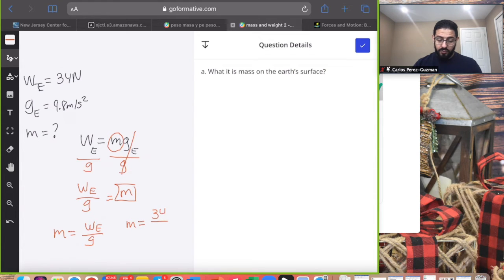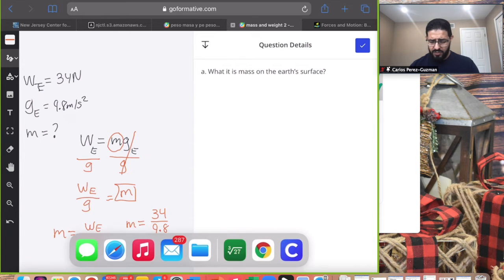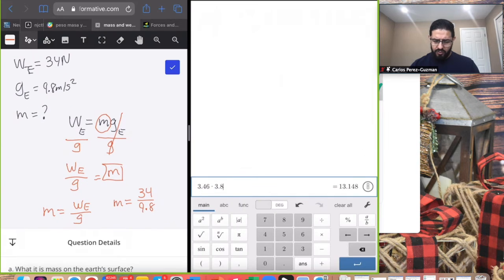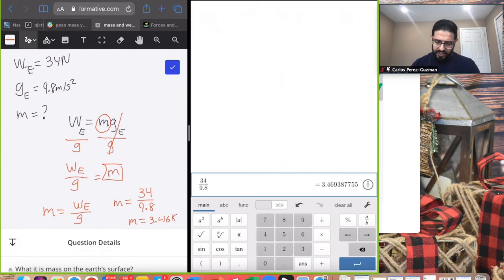We have 34 divided by 9.8. That's it. Come on, these are basic problems. Compared to what you guys have been doing, this is nothing. Now, we're going to use the calculator, 34 divided by 9.8, and the mass is going to be equal to 3.46, or 3.47 if you round, kg. That is the kilograms.